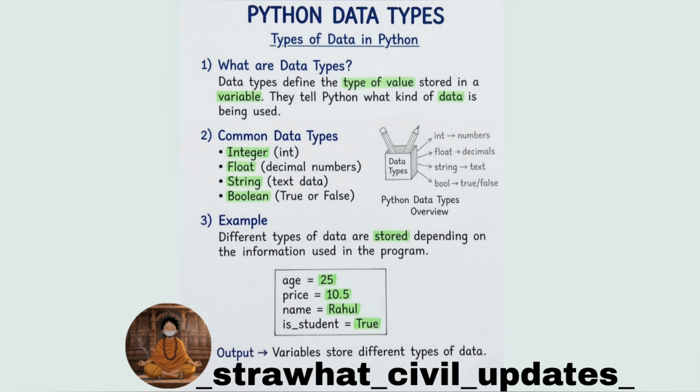3. Example. Different types of data are stored depending on the information used in the program. age equals 25. price equals 10.5. name equals Rahul. is_student equals True. Output: variables store different types of data.